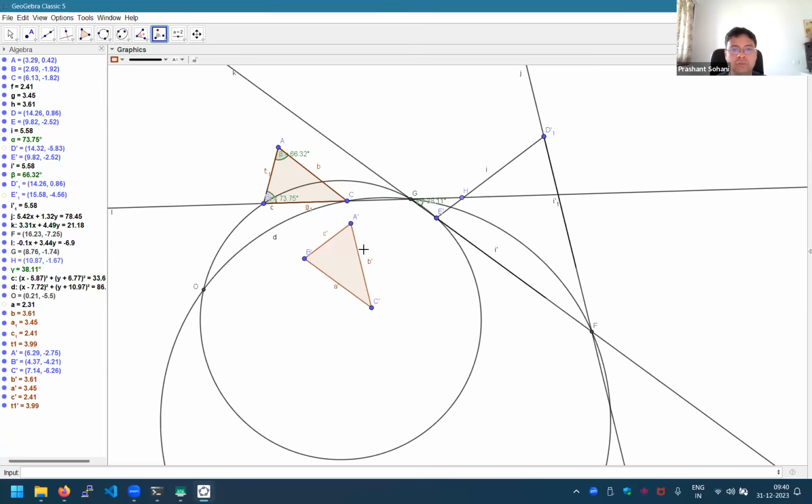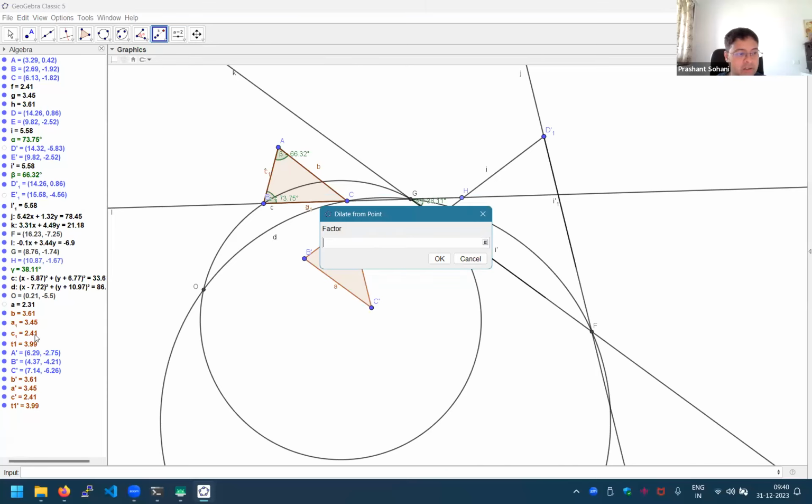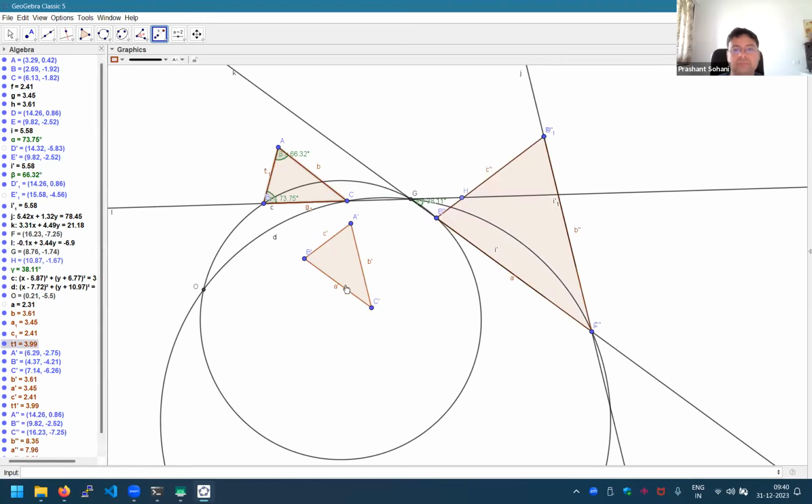Okay. So this is the first step. So you see that OB has come to B dash. And now I have to just dilate this again with this point. And the factor is, what was the factor? T1, right? No, no, sorry, the factor was A. So you see how nicely it has gone and exactly landed on the target triangle.